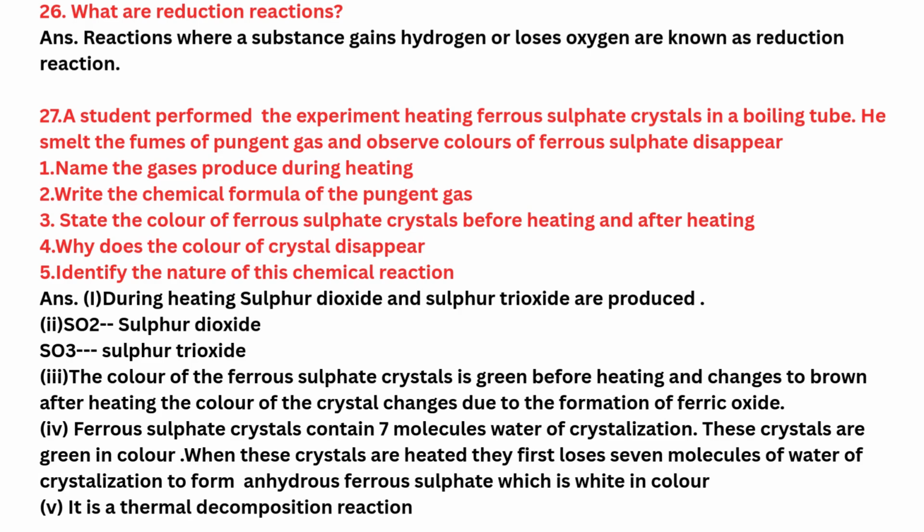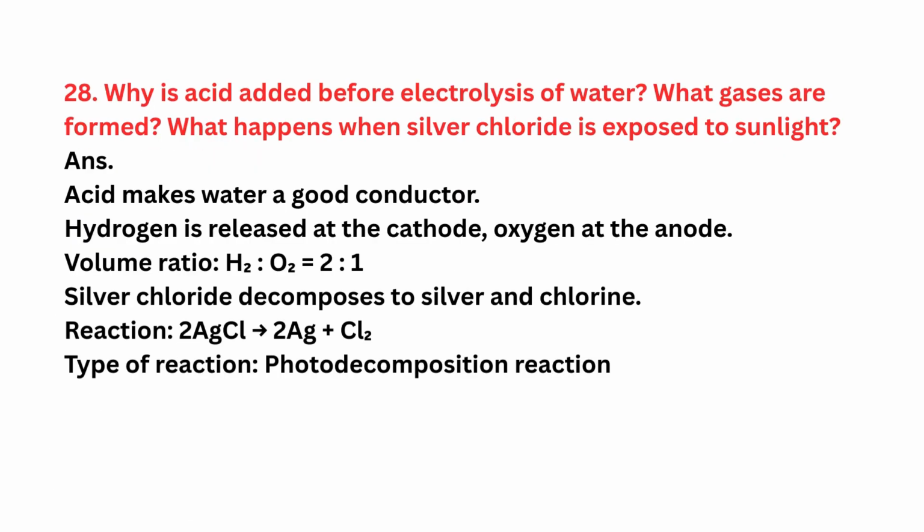Question number 28 is: why is acid added before electrolysis of water? What gases are formed? What happens when silver chloride is exposed to sunlight? Answer: acid makes water a good conductor. Hydrogen is released at the cathode. Oxygen is at the anode. Volume ratio: hydrogen and oxygen 2:1.